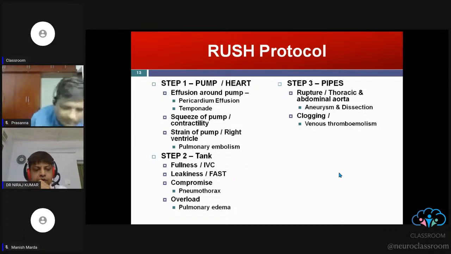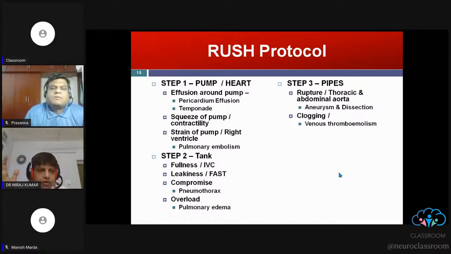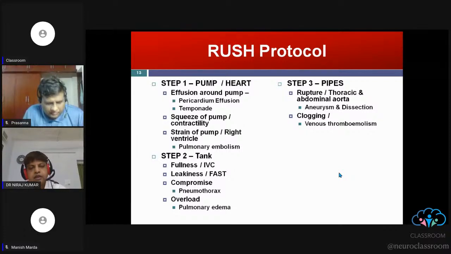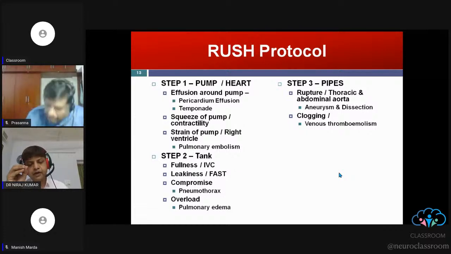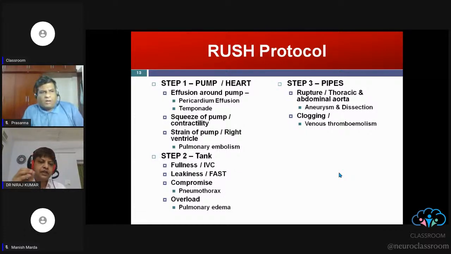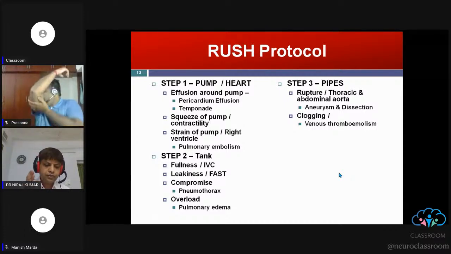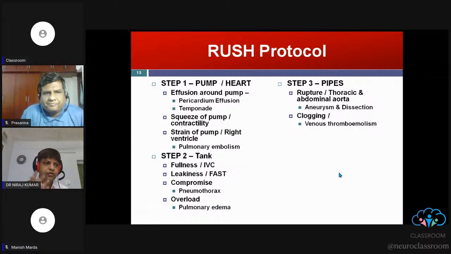So now we are discussing the RUSH protocol. RUSH protocol means if the patient is in shock, how to quickly know the reason for the shock, or how to manage in a prompt manner. The full form of RUSH is rapid ultrasound in shock. This is a 3-step procedure that is easily learned and quickly performed. So one by one, the first step is to see what is the status of the heart.